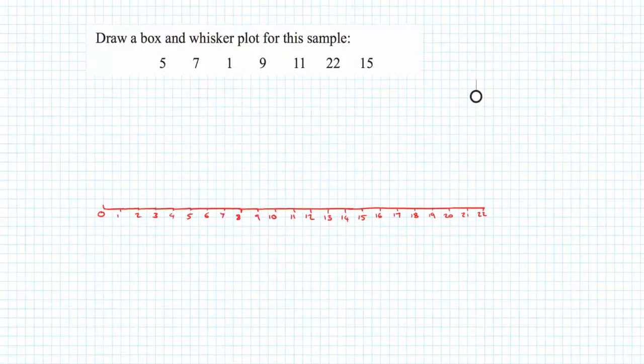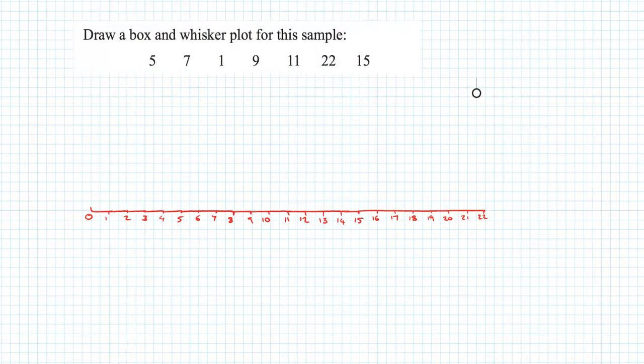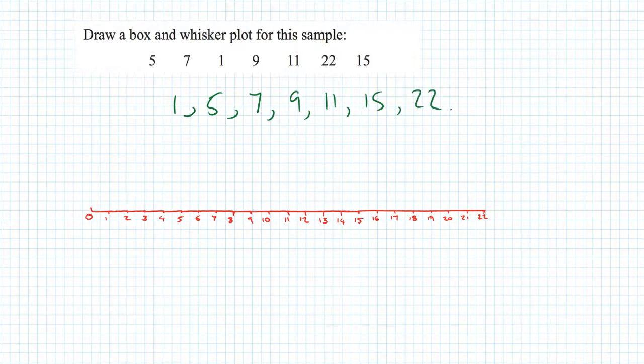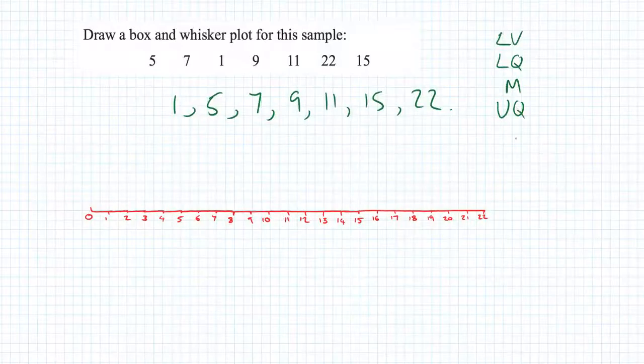So here we have some values. Let's try to figure out how to find those 5 things we need. So the first thing to do is to make sure they are written in order of size. So let's rewrite them: 1, 5, 7, 9, 11, 15, 22. We've still got 7 values there. Okay, so now we can work out the lowest value, the lower quartile, the median, the upper quartile, and that highest value.